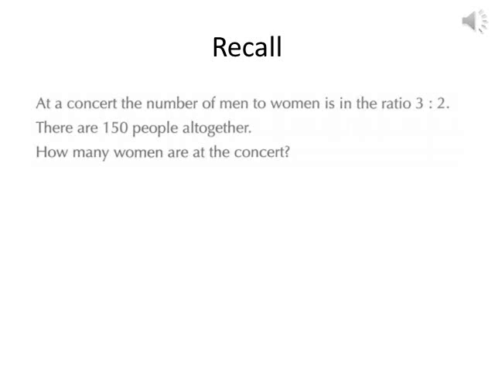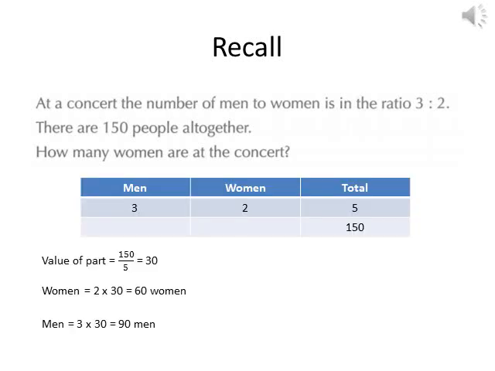So I need you to solve this question in 2 minutes, please, and then after that, check the next slide. So in this question, he said that at a concert, the number of men to women is in the ratio of 3 to 2. There are 150 people altogether, so it means 150 men and women together. So how many women are at the concert?